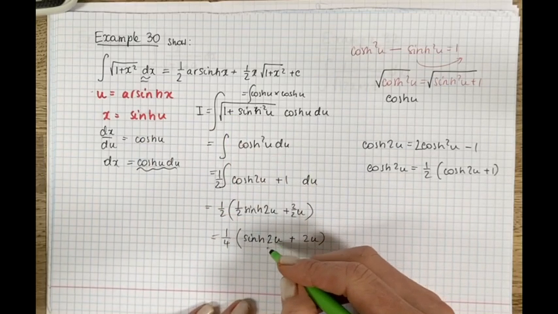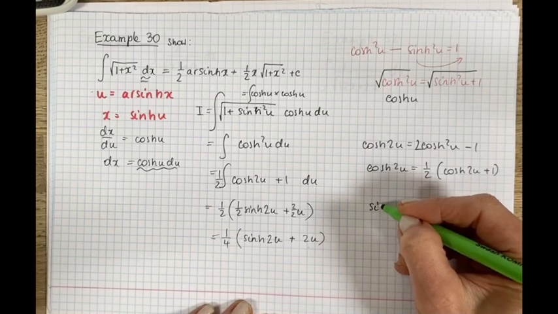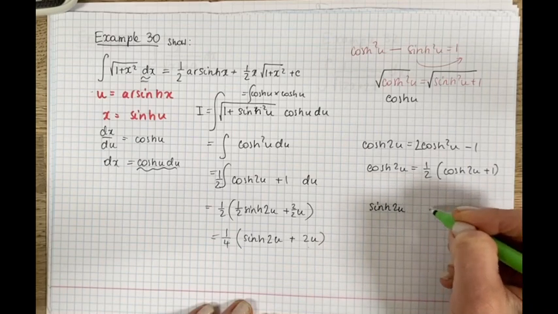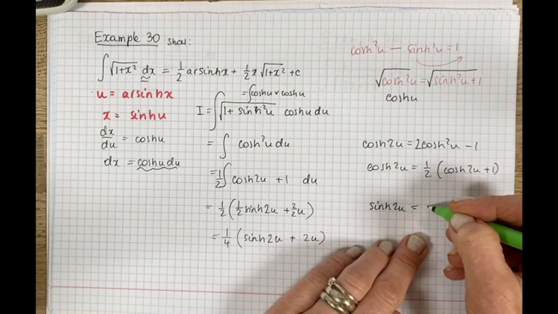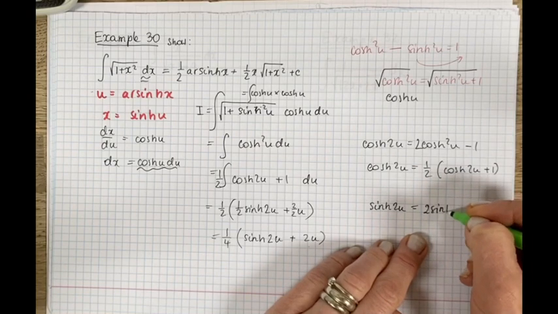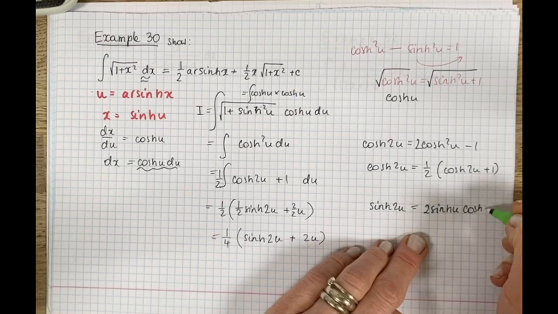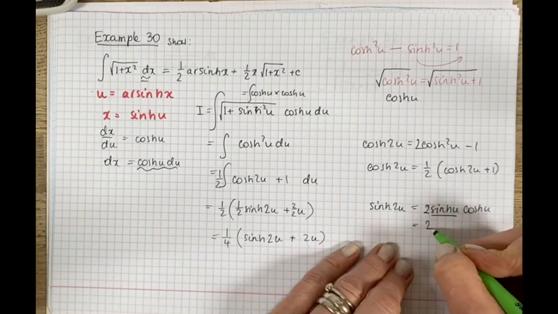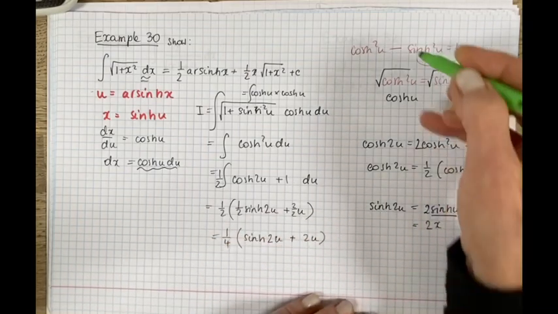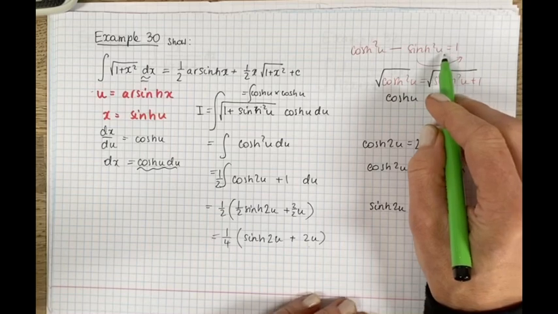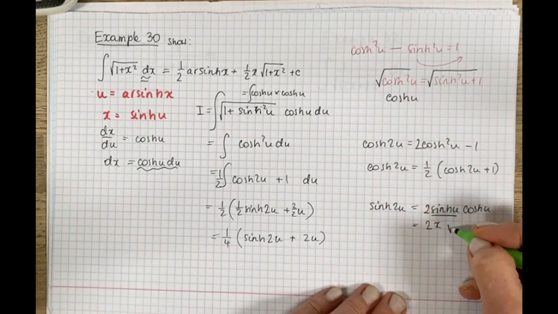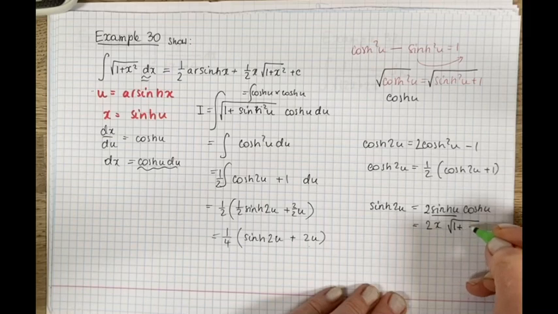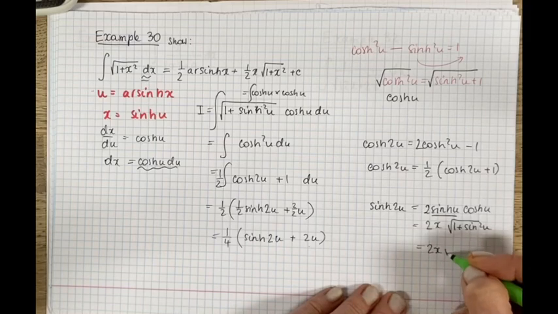Okay, but what about sinh 2u? So sinh 2u is equal to 2 sinh u cosh u. Now sinh u can be replaced with x, so I've got 2x. Now cosh u is the square root of 1 plus sinh squared u, so it's 2x square root of 1 plus x squared.